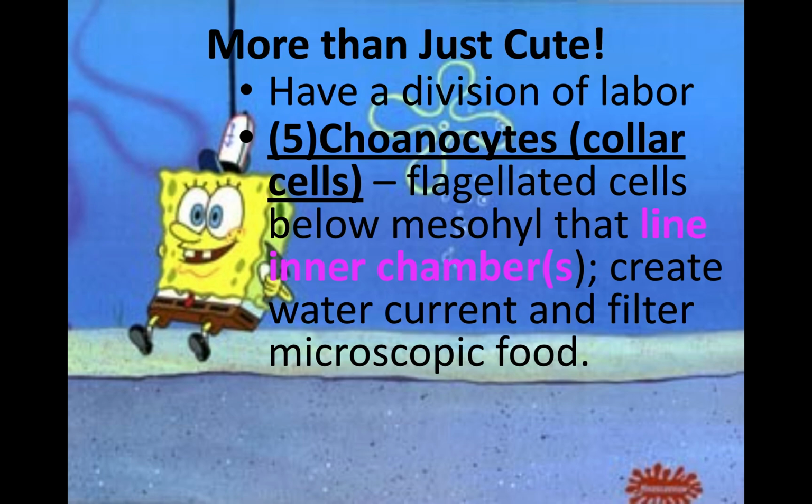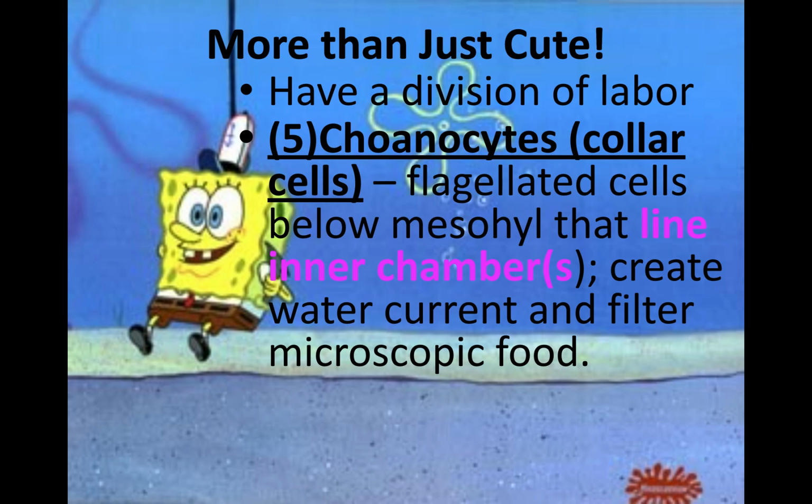They're flagellated cells, which means they're cells with a flagellum, that are below the mesohyal. What they do is line the inner chamber of the sponge. Why do they do that? The most important job is they create a water current, and they filter and grab microscopic food. This is how sponges eat. Not that sponges have a mouth, but when the water goes in them, they grab food this way with their choanocytes. So these are one of the most important cells that we've talked about so far.